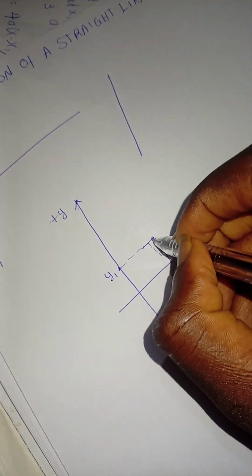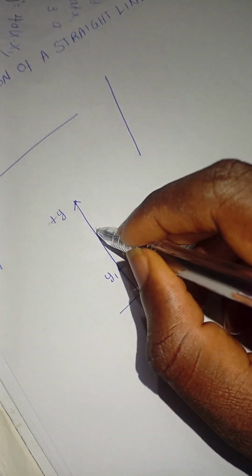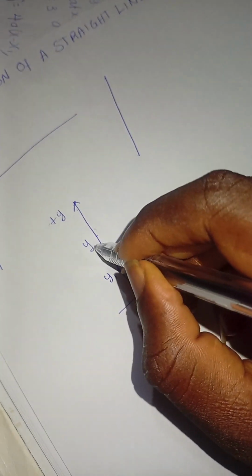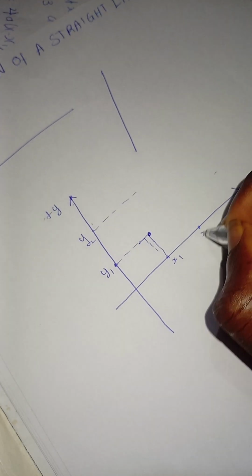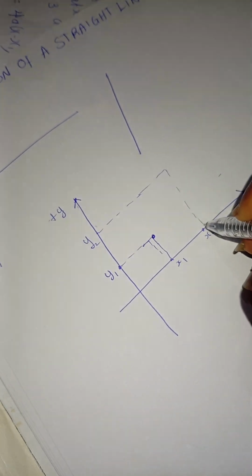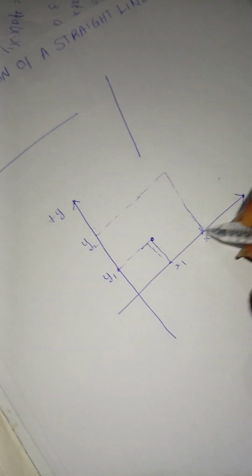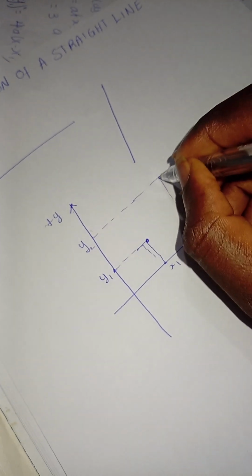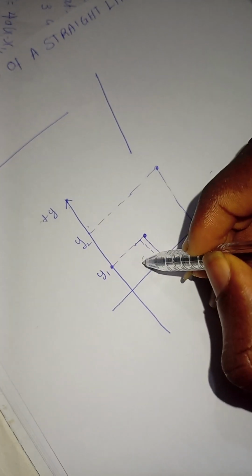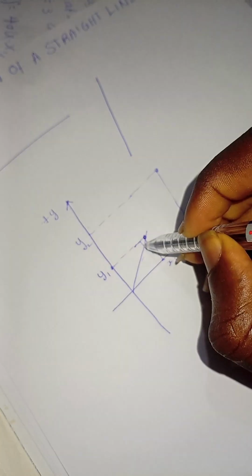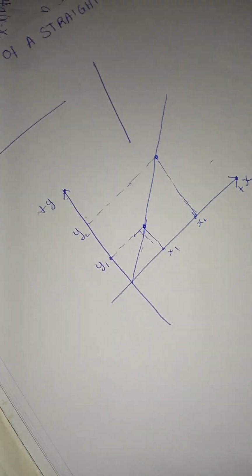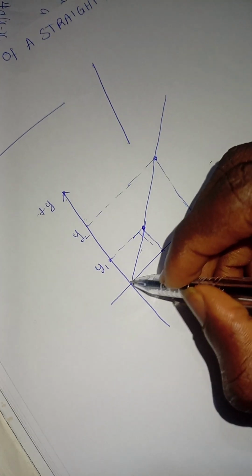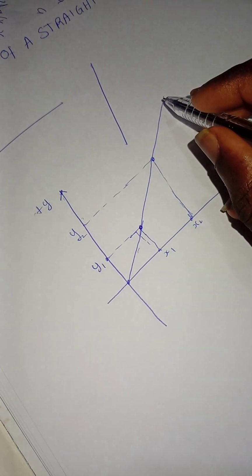So this is a point. And let me say I have another point here, let's call it y2. I have another point somewhere here, let's call it x2. Sorry, it's not perfect. And this is another point. So this can be a straight line. As you can see, this is a straight line from the origin here.